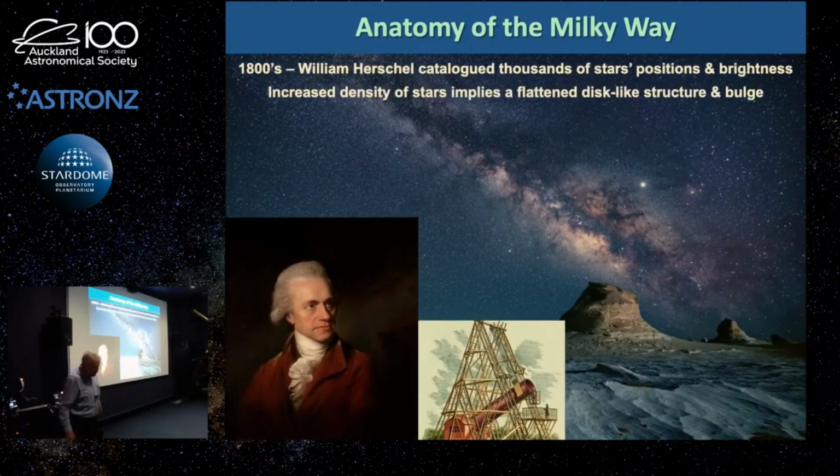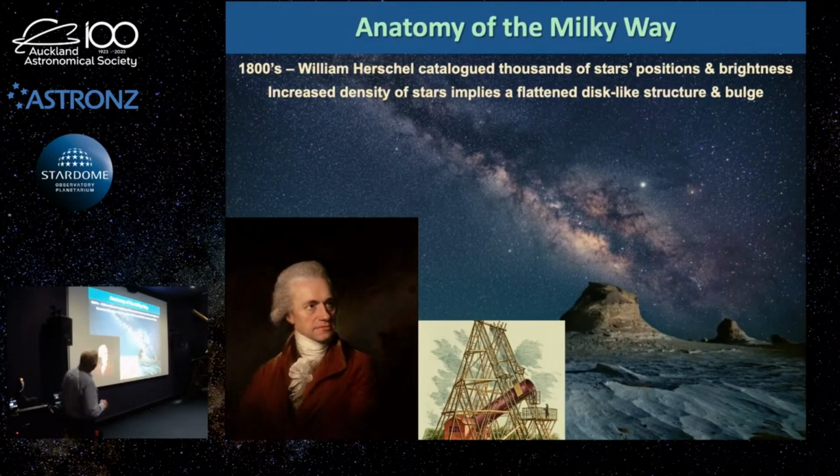Then this guy here, British astronomer William Herschel, built himself a large reflector telescope, which he was very much into at the time. And he then measured the brightness and the distance to almost every star he possibly could, thousands of stars, catalogued them, and that enabled him to get a better grip of what the Milky Way was like.